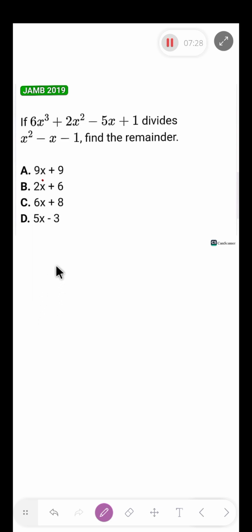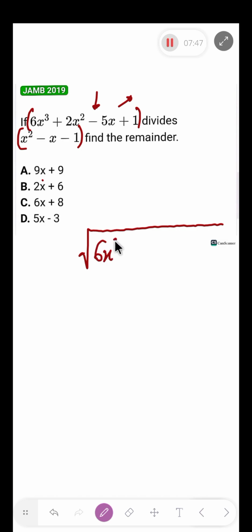In this case, 6x cubed plus 2x squared minus 5x plus 1 is divided by this. So in a nutshell, whatever I have here is my dividend, right? And whatever I have here is my divisor. So in this case, my dividend is 6x cubed plus 2x squared minus 5x plus 1. Let's take the divisor as x squared minus x minus 1. So that's what we're given.